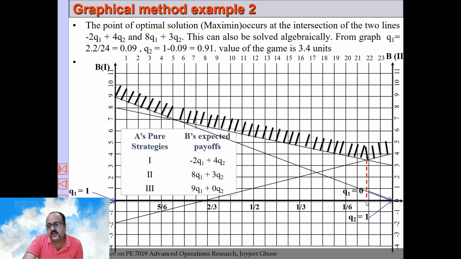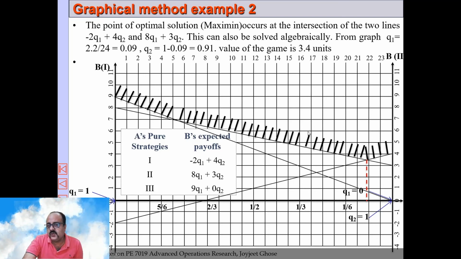From here you can find q1 and q2. This lies at the intersection of this equation and this equation, which are equation 1 and equation 3. If you solve equation 1 and equation 3, you can find the values of q1 and q2, which come out to be 0.09 and 0.91. Putting these values in either equation 1 or equation 3, you get the value of the game, that is 3.4 units. Remember, if you by mistake put the values in equation 2, then you will not get this value of the game.